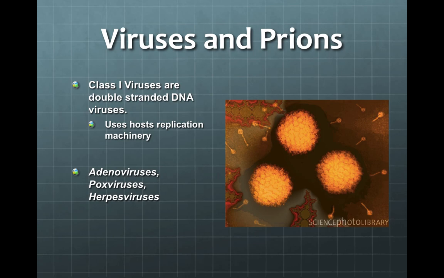Class 1 viruses. These are double-stranded DNA viruses and use host replication machinery. So basically, what it does is it makes a host replicate the DNA. This would be adenoviruses, which cause the common cold, pox viruses, and herpes viruses. Adenovirus is one of the common cold viruses. Pox viruses are like smallpox, and then you have your herpes virus, which is oral and sexual.